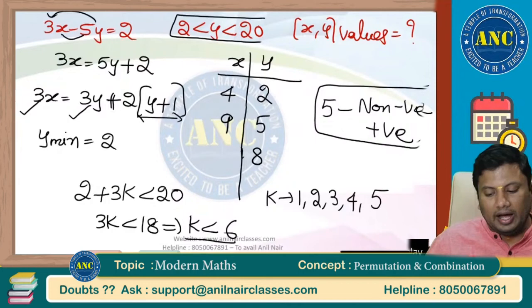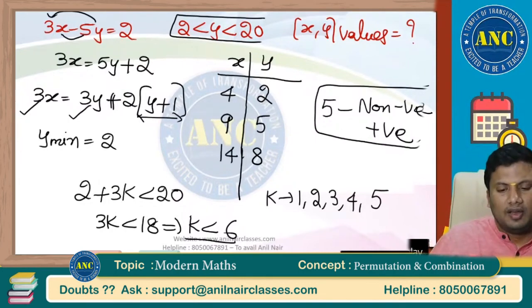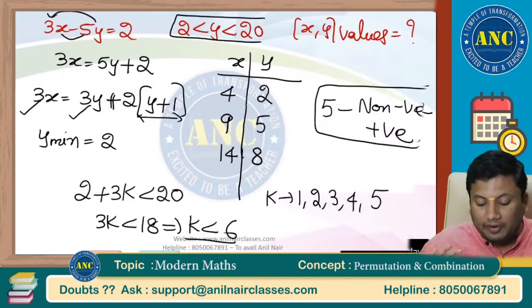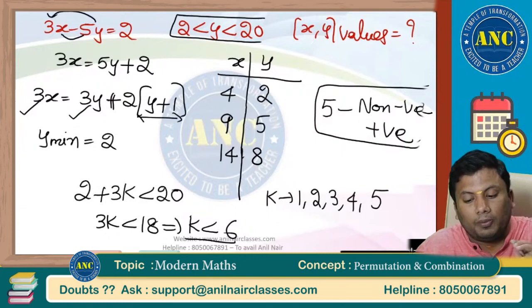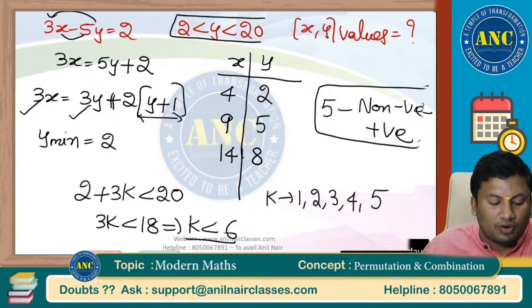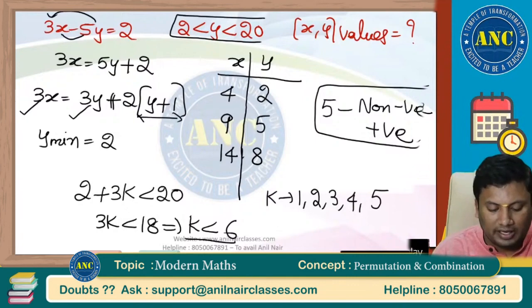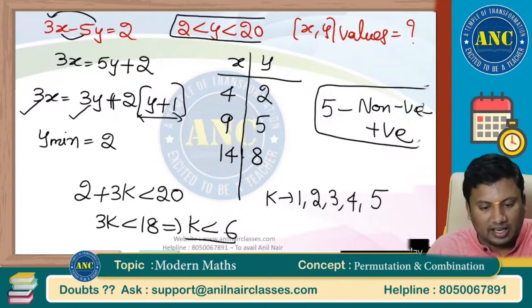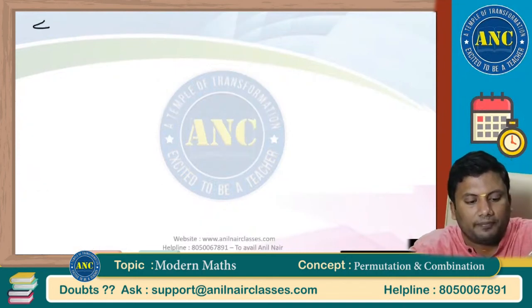I hope the idea is clear. Once you understand, these are all very, very easy questions. Whether the k value starts at 0 or 1 depends upon the domain of y. If k is 0, I will get 2, but y should be greater than 2. I hope it is clear. One more question we will solve.